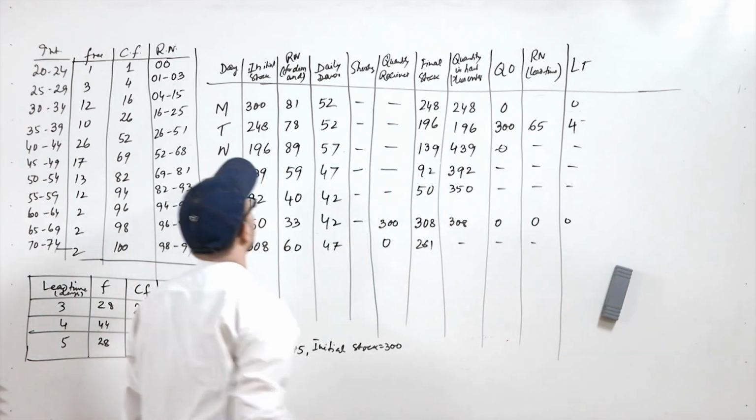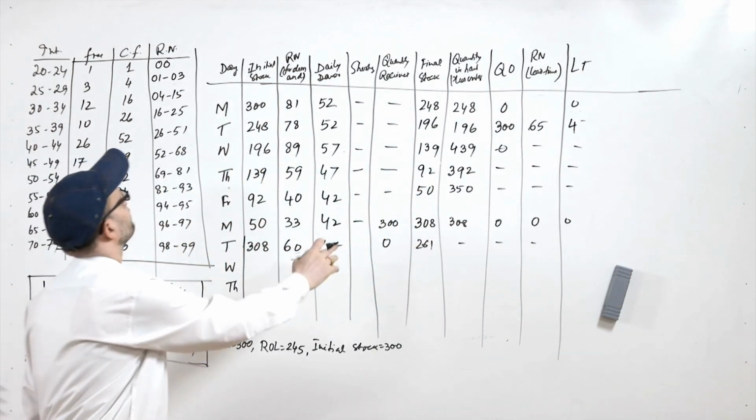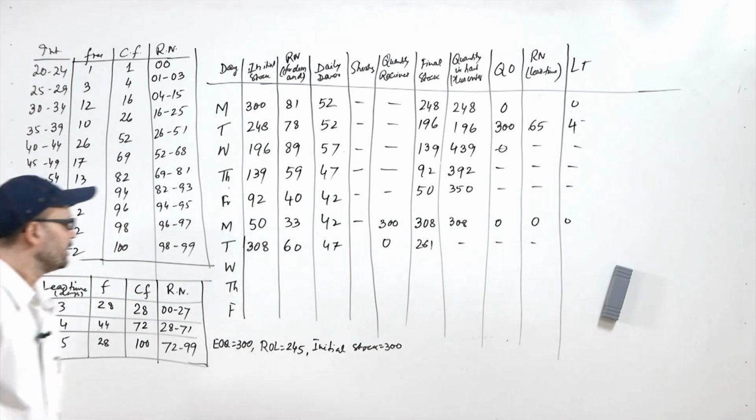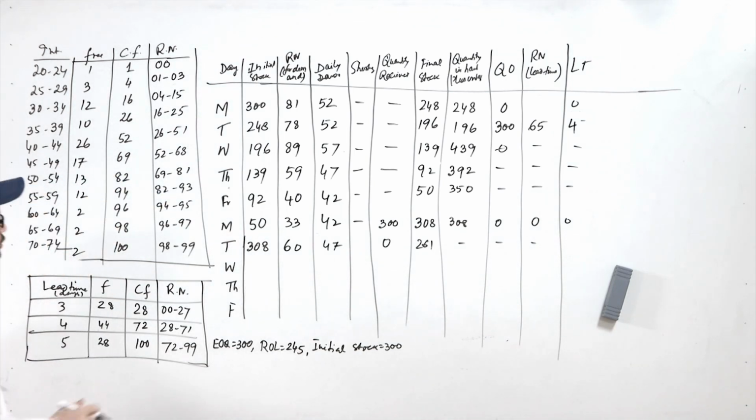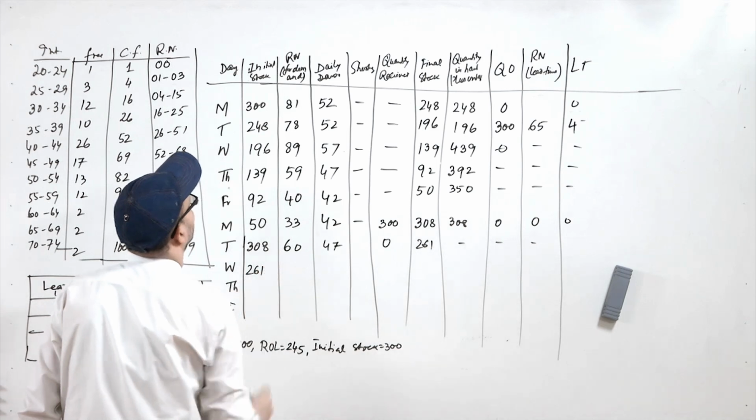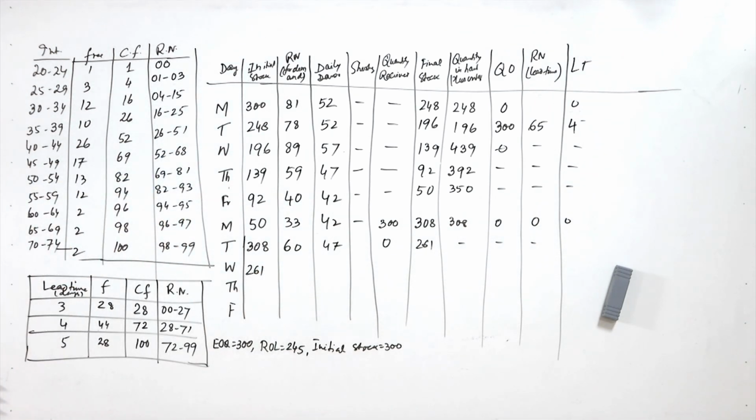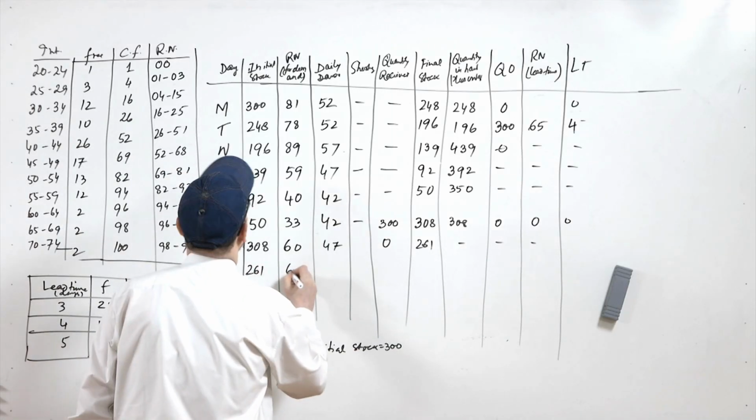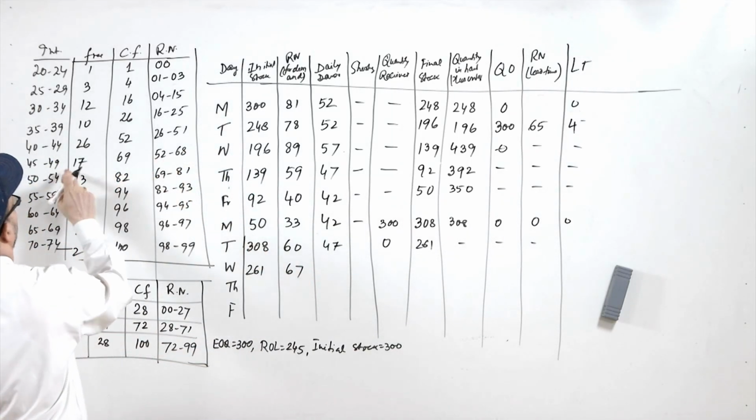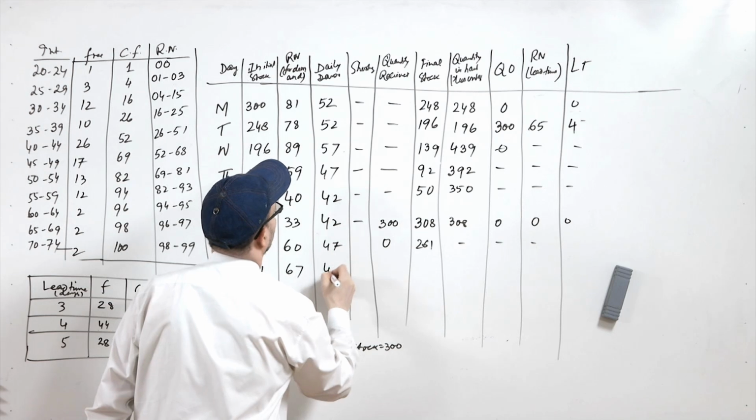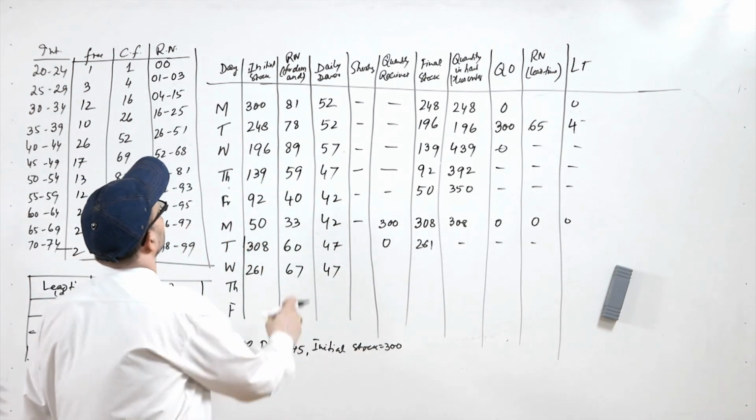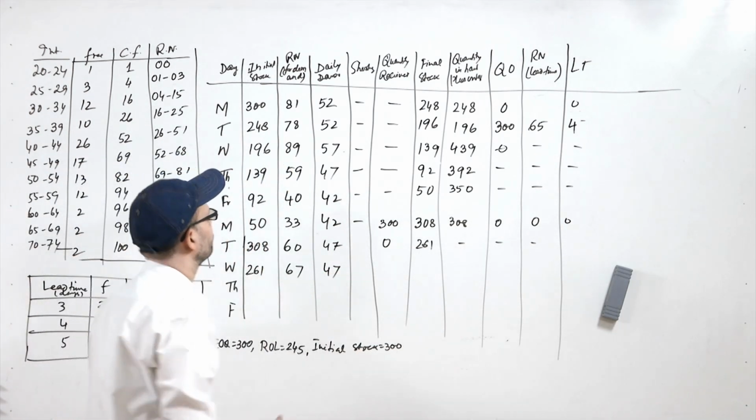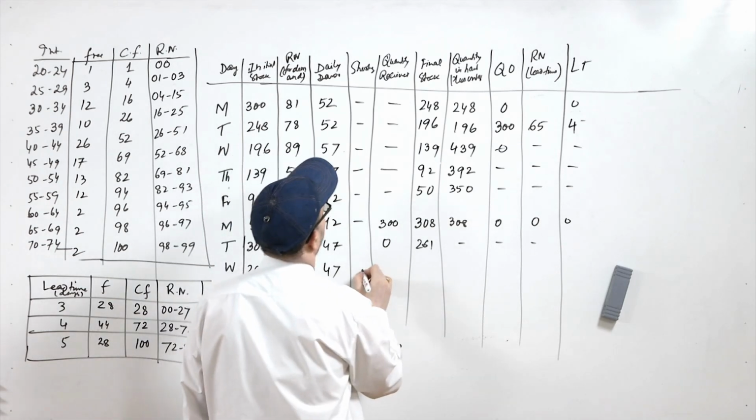So, again if you go to the next, because 261 has come, what will happen? You have 261, and the next number from the random number stream is 60. After 60 you have 67. Now, 67 is coming in this, so you have 47. So, again 261 minus 47, so 214 will be the final stock.